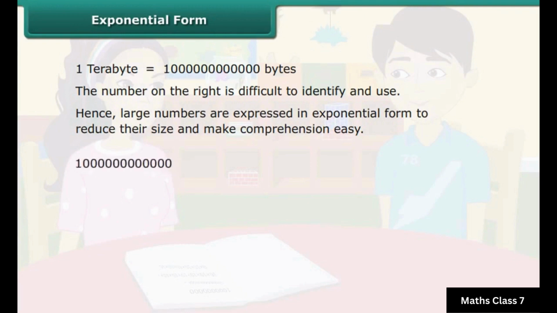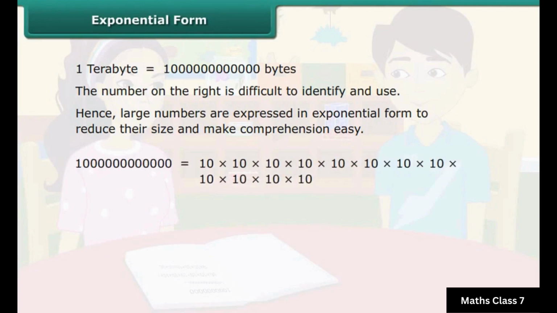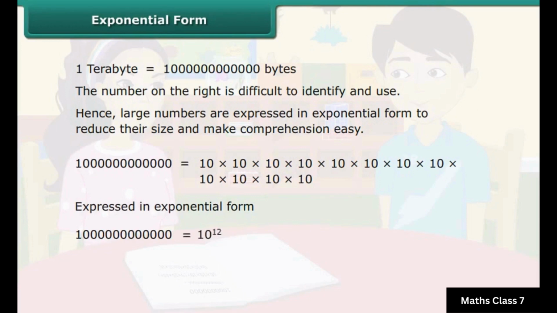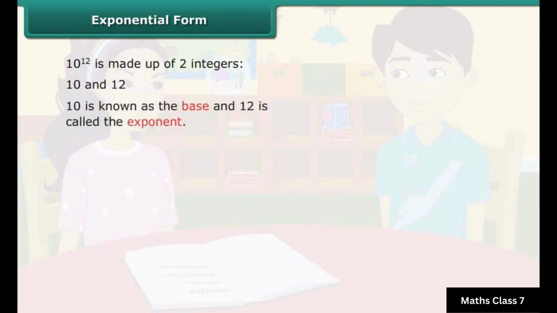1 followed by twelve zeros is nothing but 10 multiplied 12 times. We use this knowledge and express it in exponential form as 10 raised to the power 12. Therefore, as rightly pointed out by Dhruv, 1 terabyte may be expressed as equivalent to 10 raised to the power 12 bytes. 10 raised to the power 12 is made up of two integers, 10 and 12. 10 is known as the base, and 12 is called the exponent.